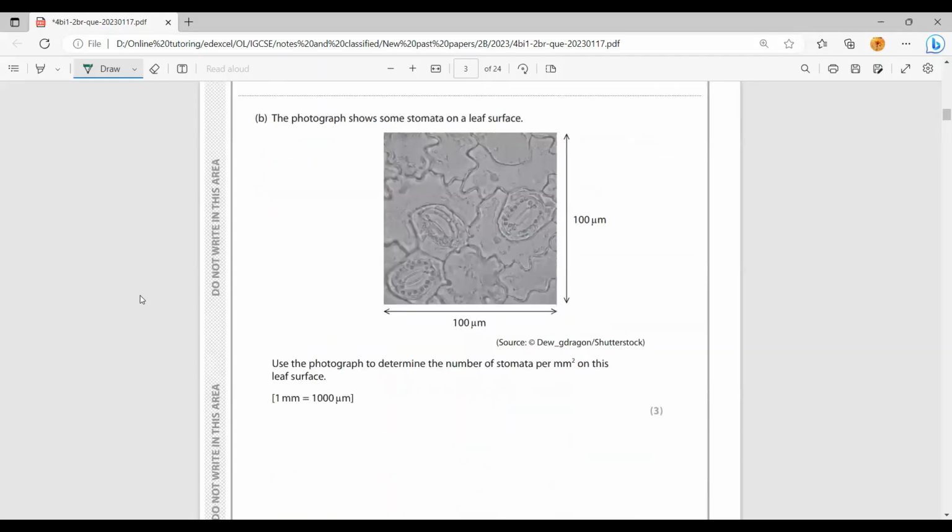Okay, the photograph shows some stomata on a leaf surface. Here I have dimensions. When it says micrometer, this is the actual size of the image. Use the photograph to determine the number of stomata per millimeter squared on this leaf. And we should pay attention to the unit.